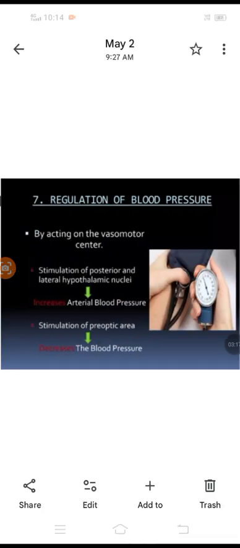Regulation of blood pressure by acting on vasomotor center. Stimulation of posterior and lateral hypothalamic nuclei increases arterial blood pressure. Stimulation of preoptic area decreases the blood pressure.